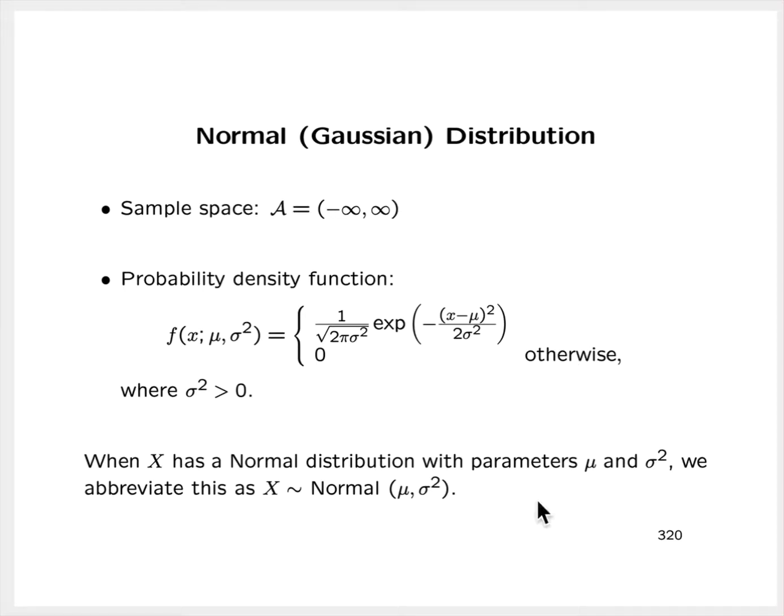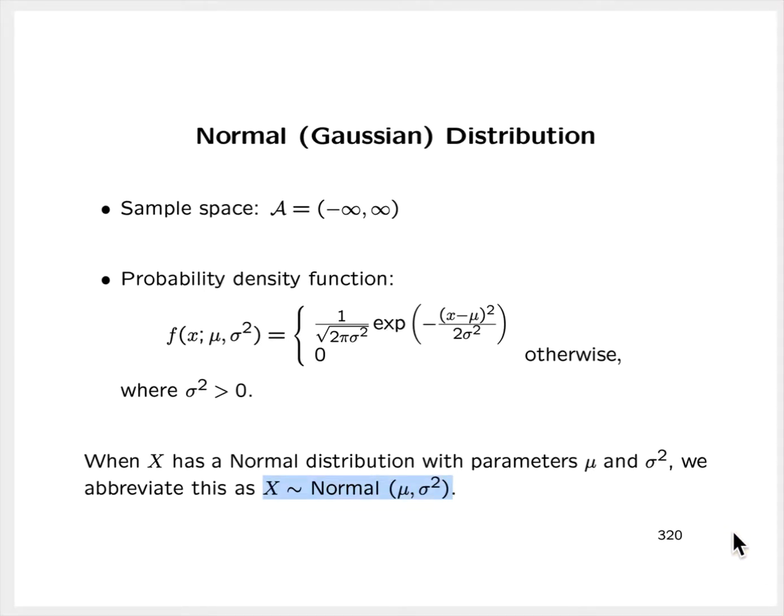And when we want to communicate the fact that a random variable x has a normal distribution with these two parameters, mu and sigma squared, then we will typically denote it in an abbreviated way like this. Or we might even abbreviate it a little bit more and just use the capital letter N rather than the full word normal.